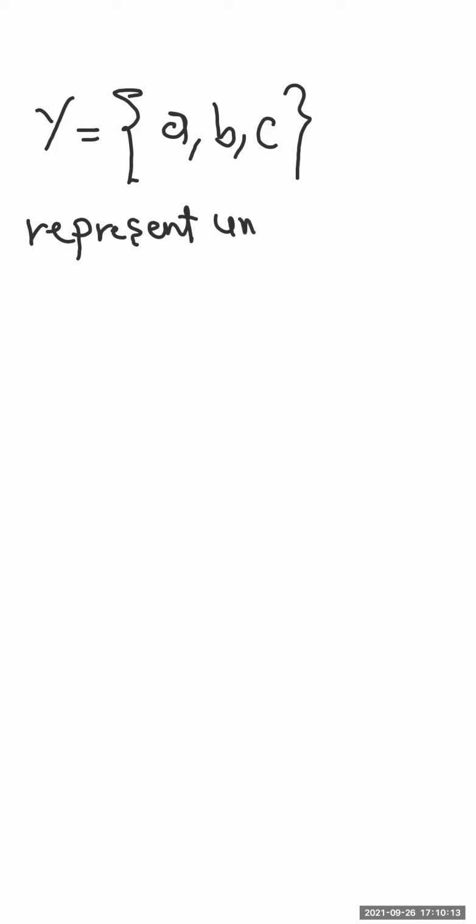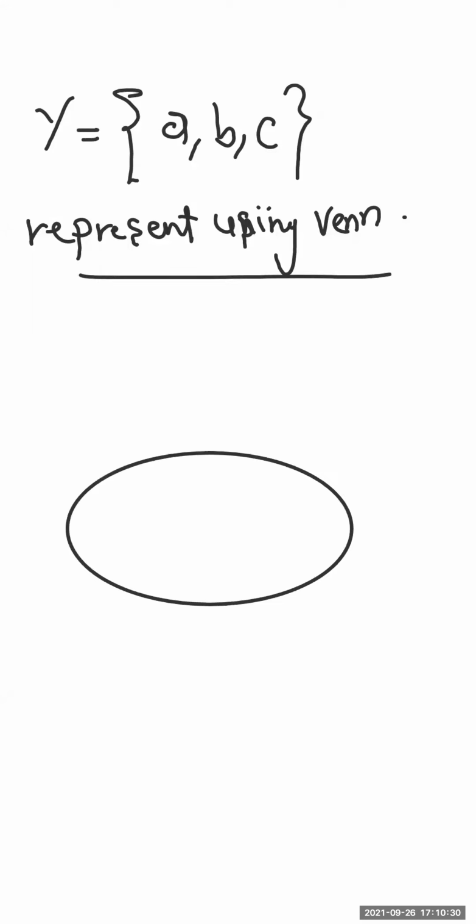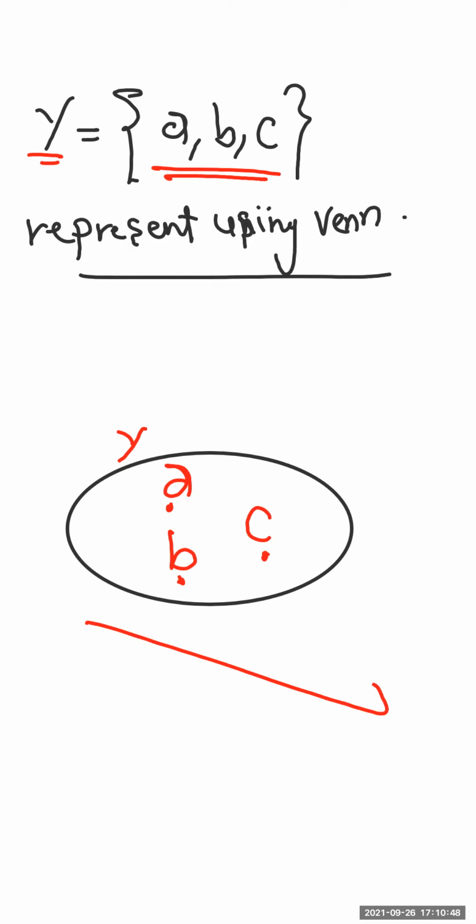Exactly. The question is like that: the set Y equals the letters A, B and C. Represent this using Venn diagrams. In this case, first I'm going to draw the diagram, like that oval. Then what's the name of the set? It's Y. So this is the set Y. What are the elements inside this set? It's A and B and C. That's it. Done. Okay, guys?